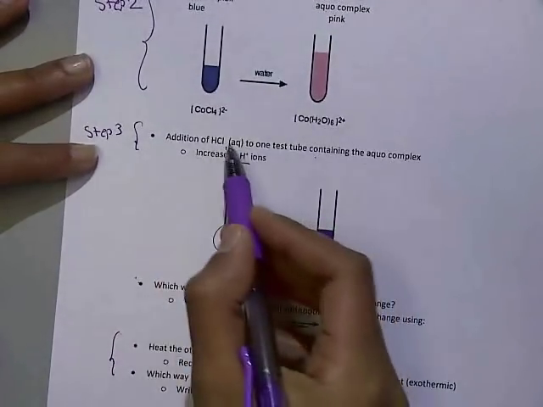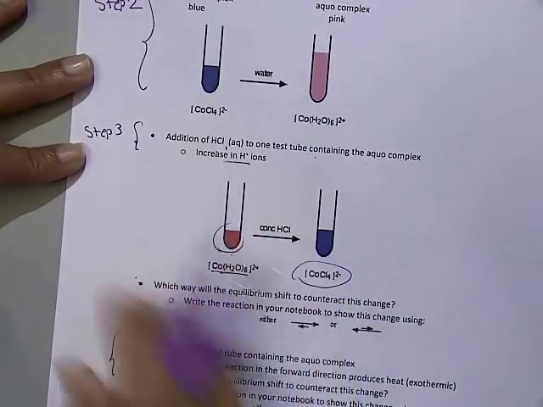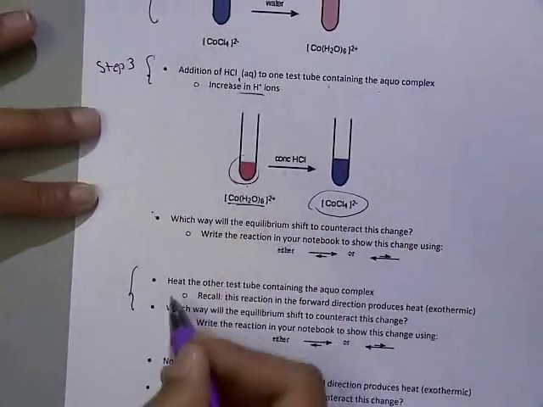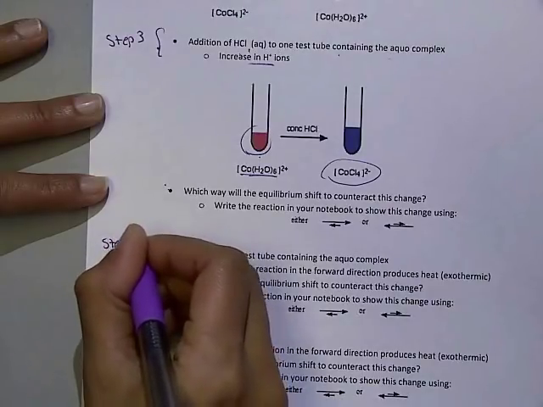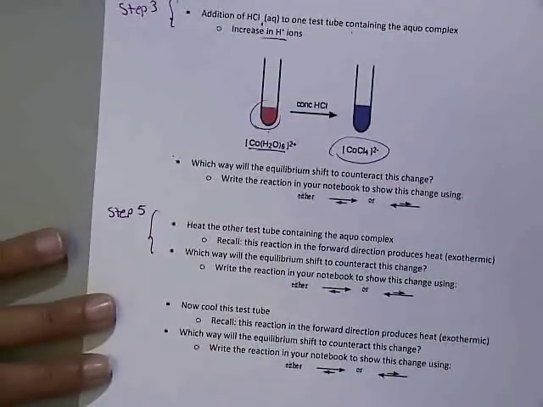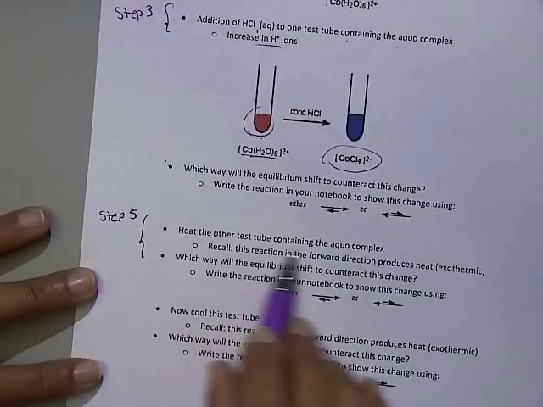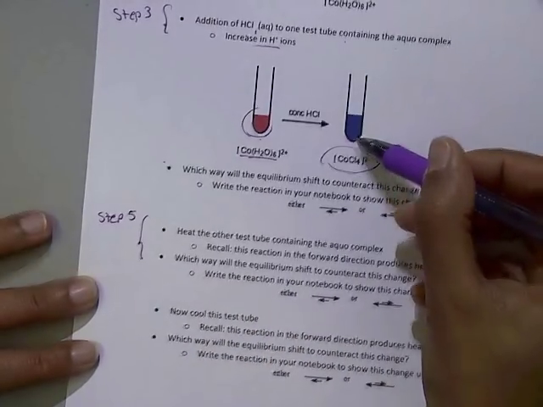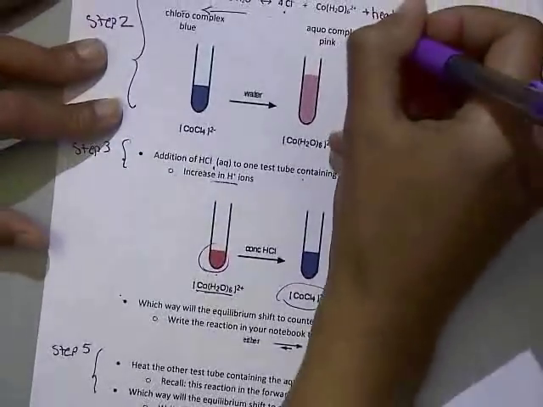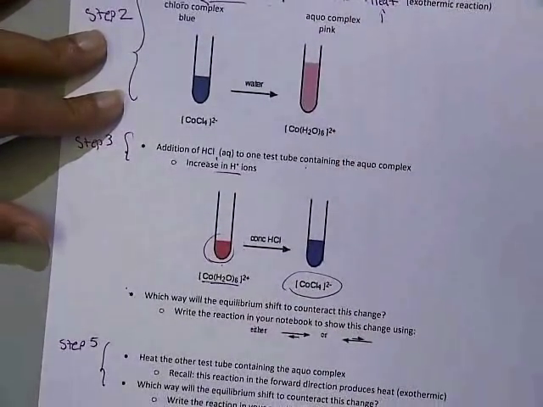So in the first part, we're changing our concentration by adding HCl. In the second part of part B, which is step 5, we're changing the temperature. So we're heating one of the test tubes containing the aqua complex. So now we have our aqua complex. We're heating the test tube, therefore we're increasing temperature.